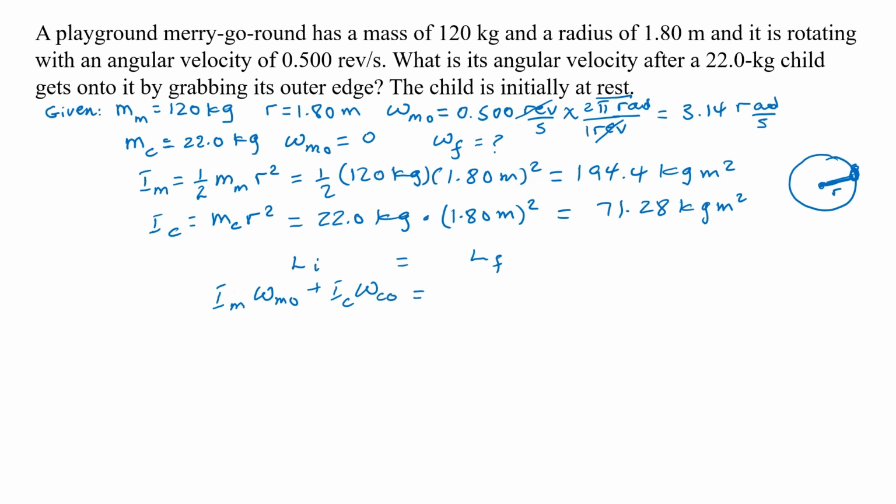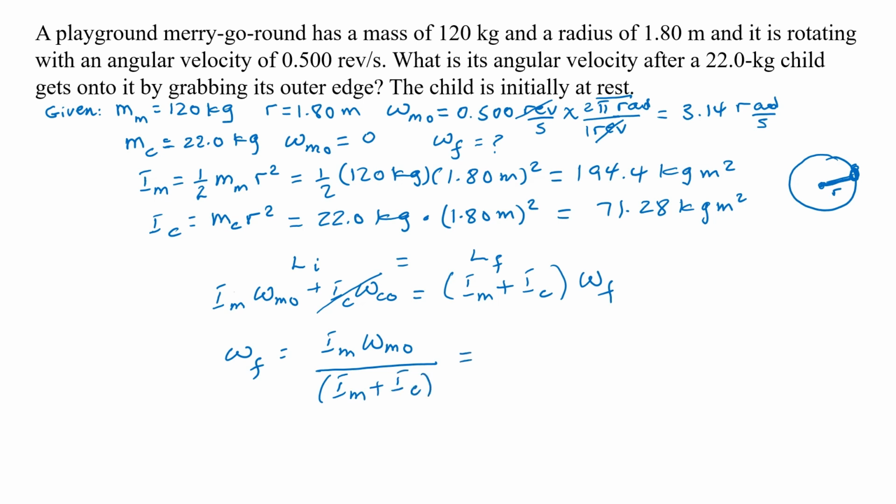which is 0. And then we have the two coupled together, meaning they're moving together, therefore moment of inertia of the merry-go-round plus moment of inertia of the child multiplied by their common angular velocity. This is 0. Therefore, omega sub f will be equal to moment of inertia of the merry-go-round multiplied by its initial angular velocity divided by the sum of the moment of inertia of both the merry-go-round and the child.